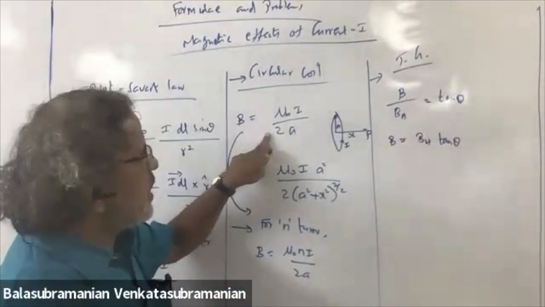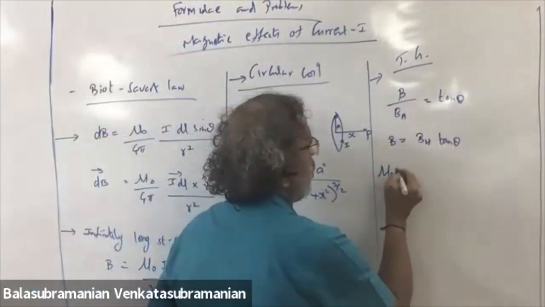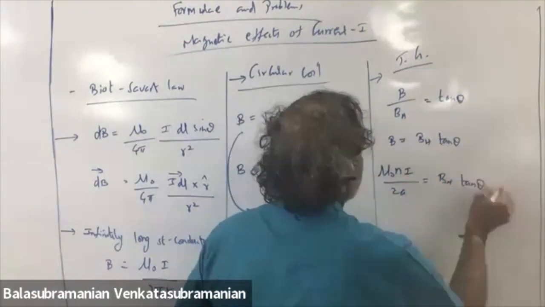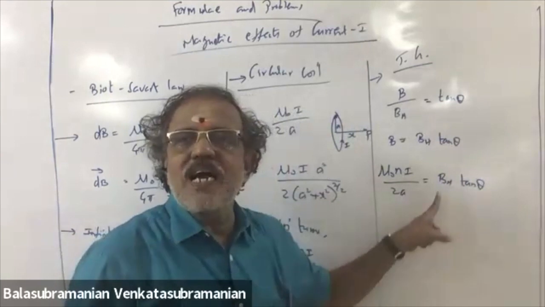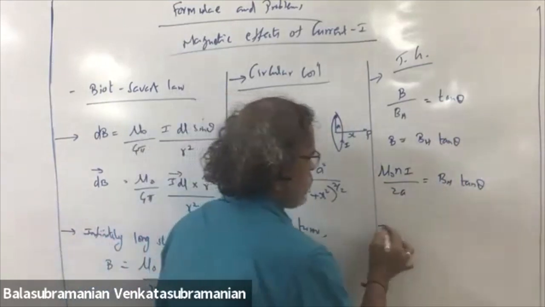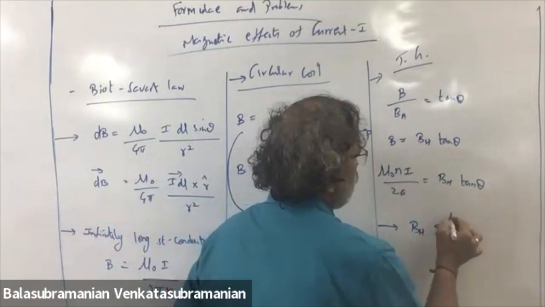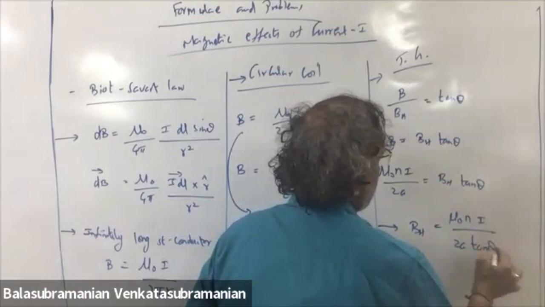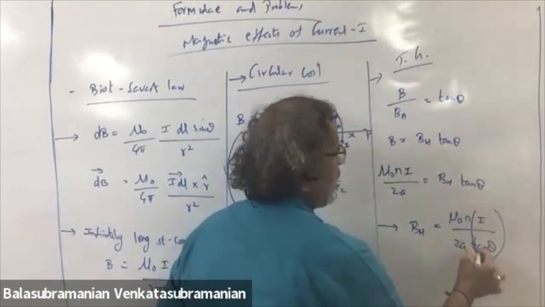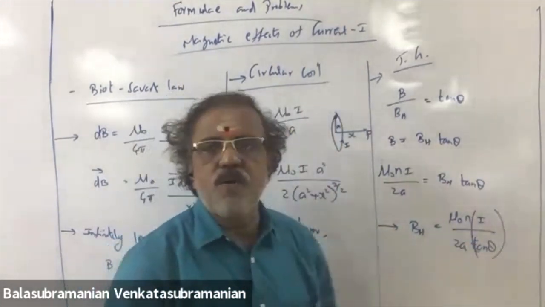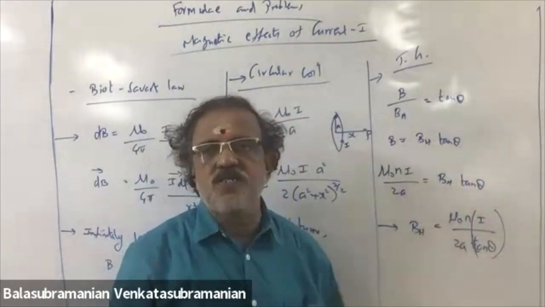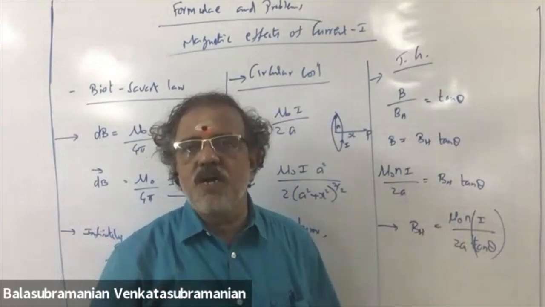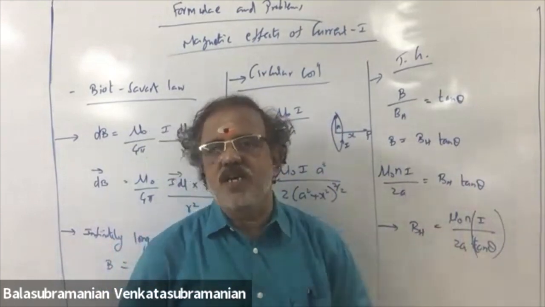B of a circular coil carrying current for n turns, mu naught N I by 2A, is equal to BH tan theta. In practicals, we are calculating BH. So BH is equal to mu naught N I by 2A tan theta. Practically we calculate I by tan theta only. Mu naught N by 2A is a constant. Mu naught is 4 pi into 10 power minus 7. N is the number of turns and A is the radius of the coil.